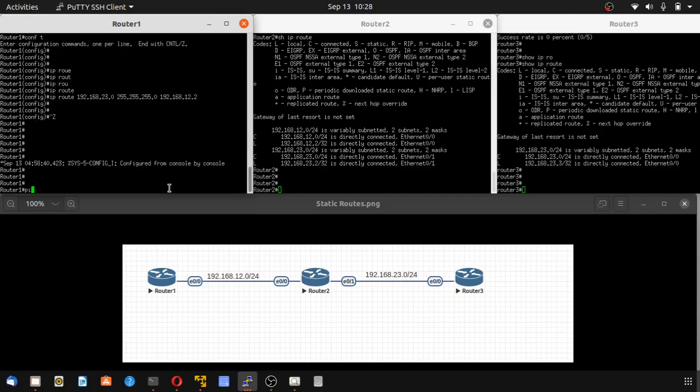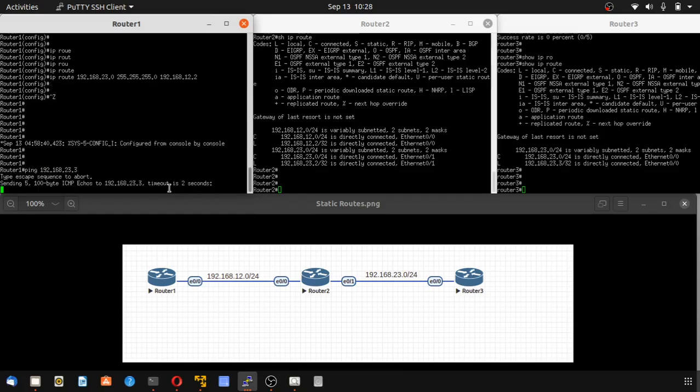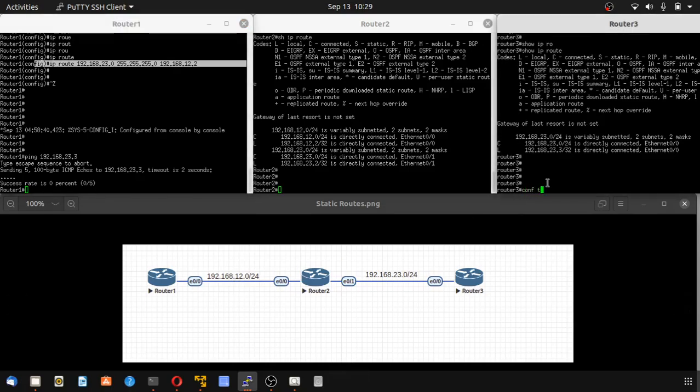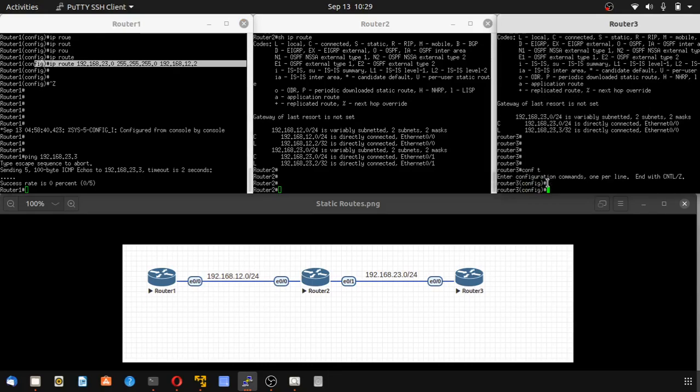but it will still not ping. You have already put these routes here, but the destination is not reachable. Why is this not reachable? When traffic goes from R1 to R2, R2 to R3, it will reach, but when the ping response comes back from R3, R3 does not know about these routes. So you got my point? For that you have to configure the routes on R3 as well.